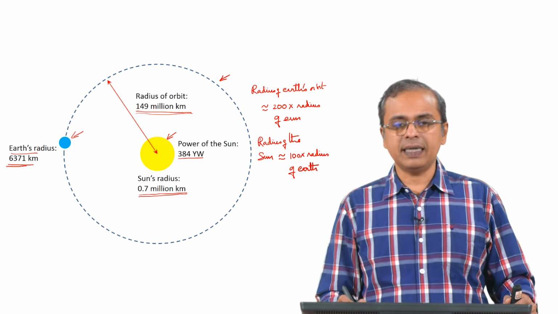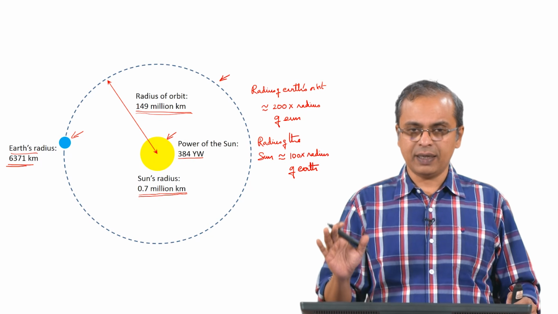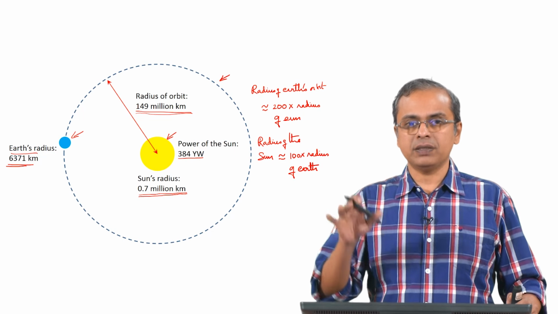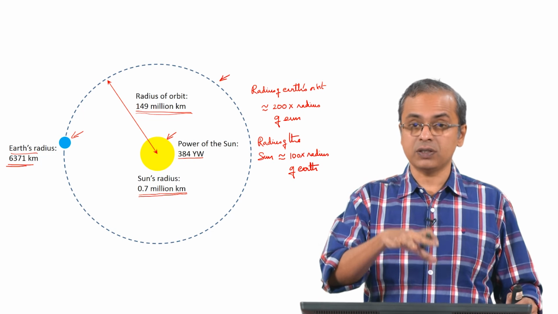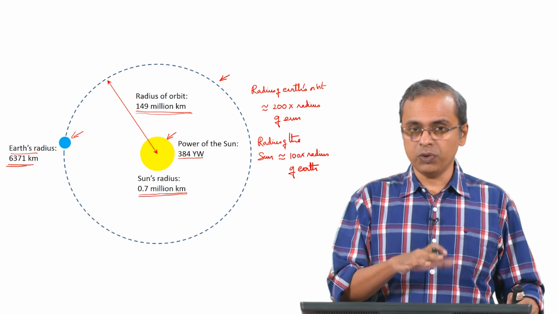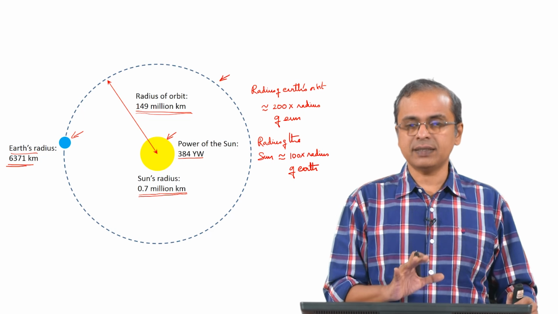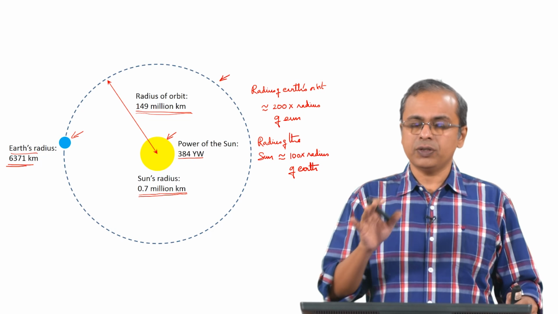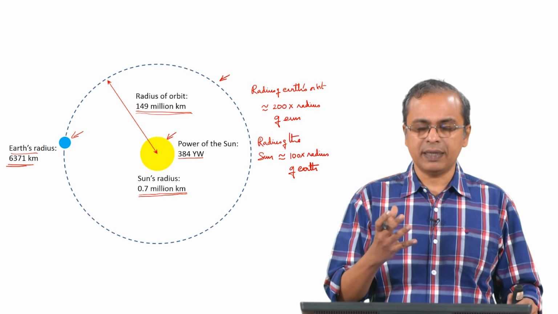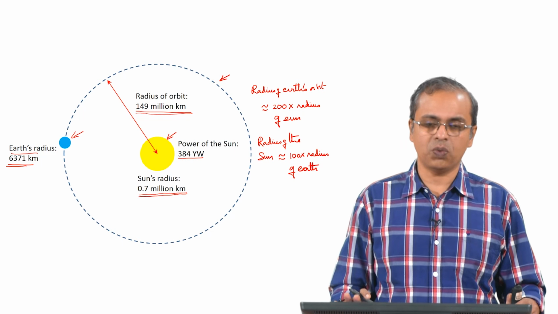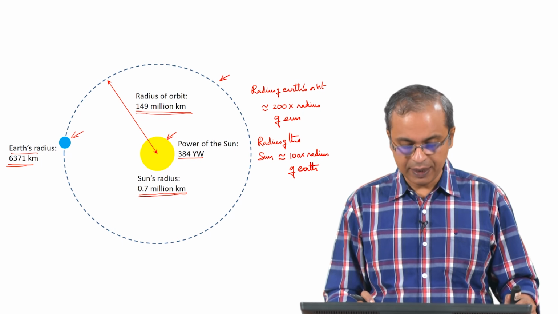So clearly, both in terms of the comparison of the radius of the sun with the radius of the earth, and the comparison of the radius of the sun with the radius of earth's orbit, in both those specific aspects, this sketch that I am drawing here is not to scale. That is just something that you should keep in mind. It is not very relevant to our calculation immediately, but you should keep the sense of scale in mind when you see such images.